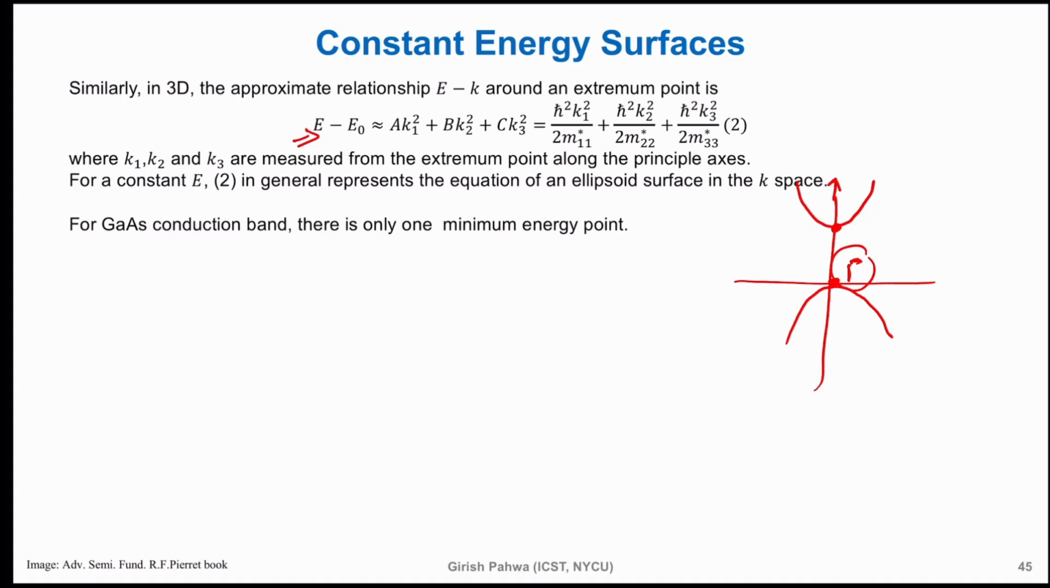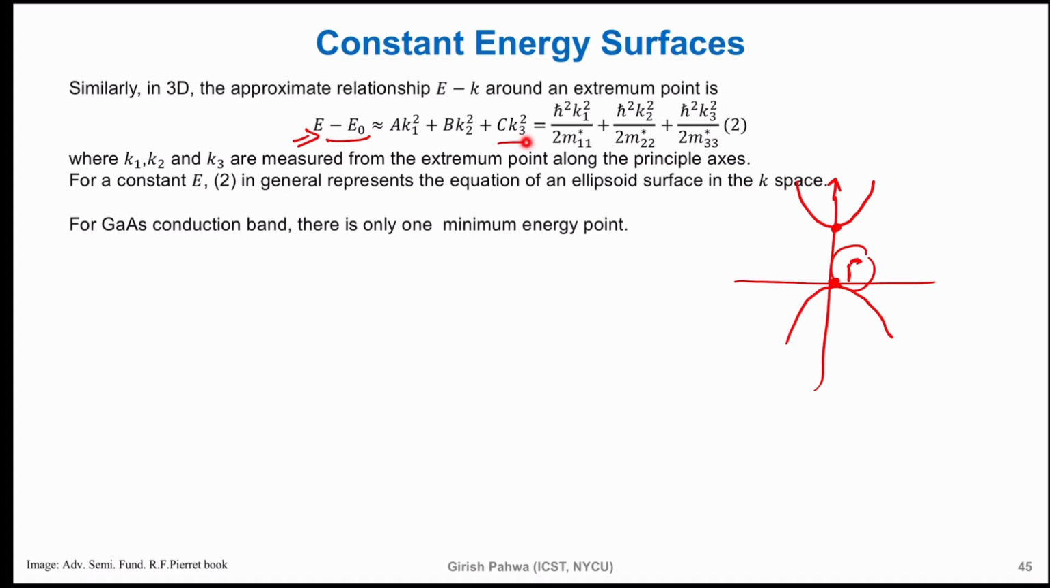if I write down this relationship, then M11, M22 and M33, because of the isotropic nature of the gamma point, become equal. Only for gallium arsenide I'm saying. Okay, conduction band, gallium arsenide. So for gallium arsenide, M11, M22 and M33 are equal. Now if these three coefficients are equal, then what will be the shape? So A, B and C are equal basically.